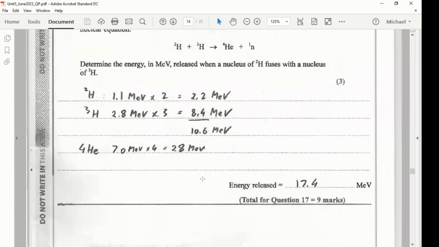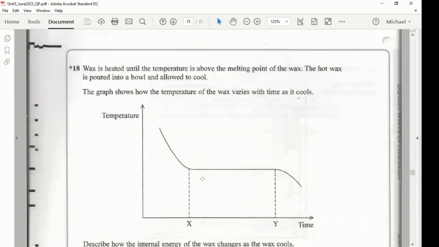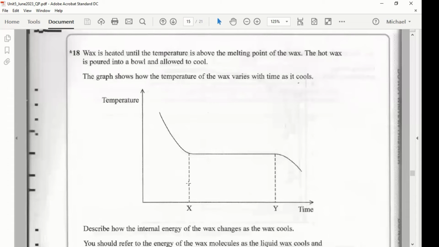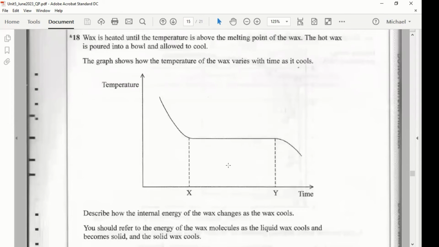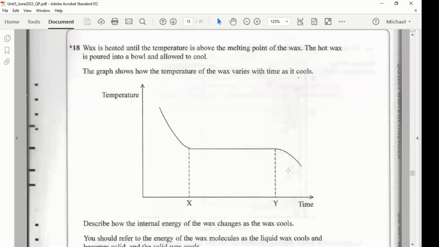Very straightforward. Okay, so we get to question 18. Question 18 is the narrative 6-mark question that everyone hates. And this is a spectacularly dull question.